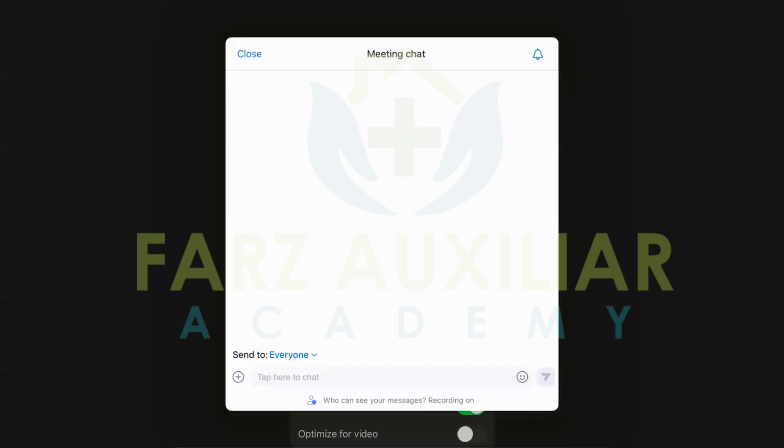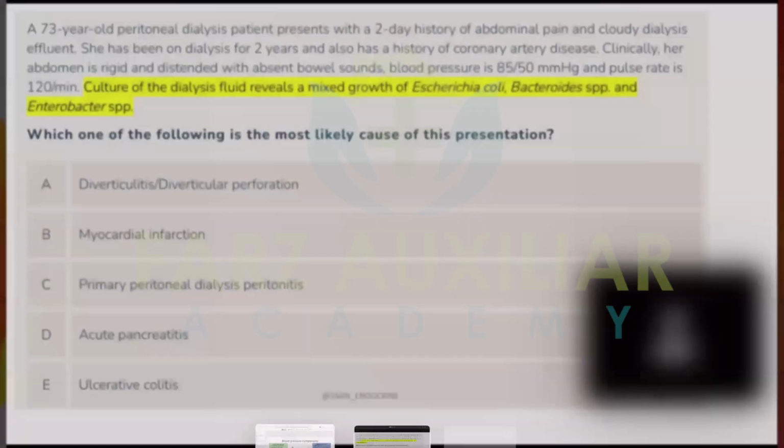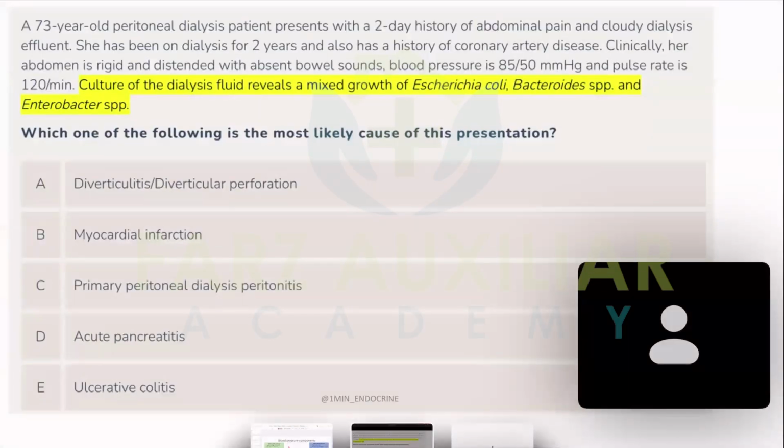Anyway, some of the participants mentioned that it is primary peritoneal dialysis peritonitis. Primary peritoneal dialysis peritonitis will not reveal a mixed growth of E. coli, Bacteroides, and Enterobacter. There can be one growth of E. coli or some other organism. A mixed growth means there are other things. The abdomen is rigid, distended, with absent bowel sounds. Blood pressure is low. She is in shock basically. Pulse rate is high.